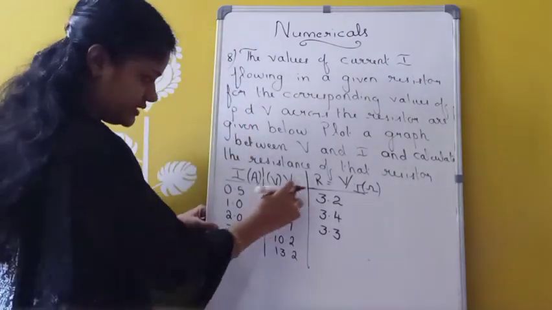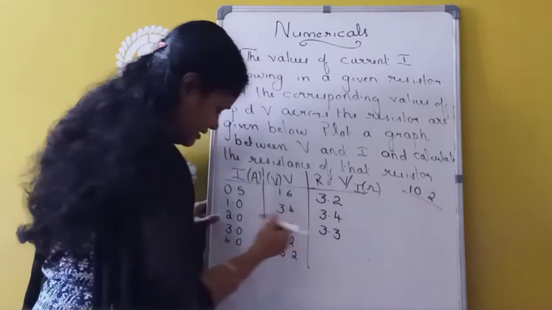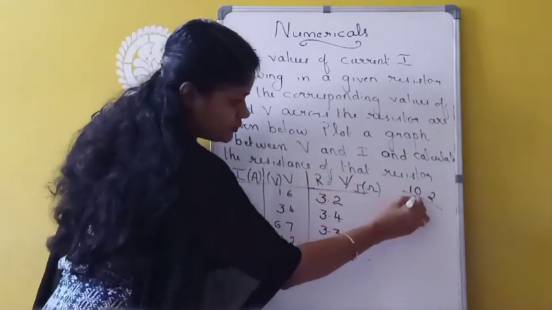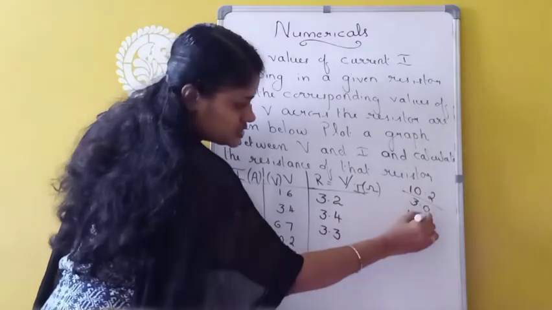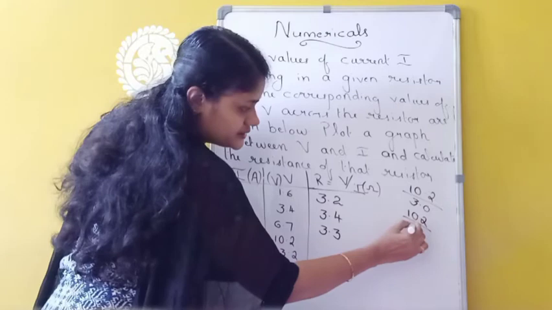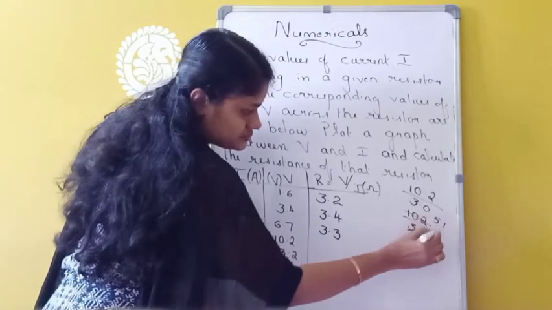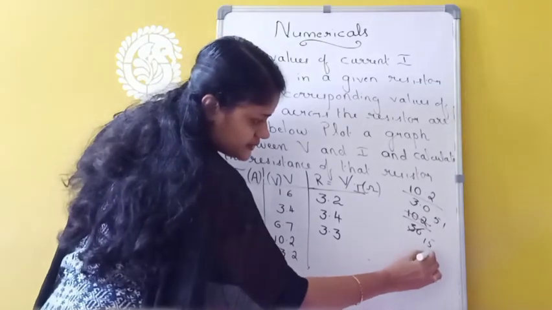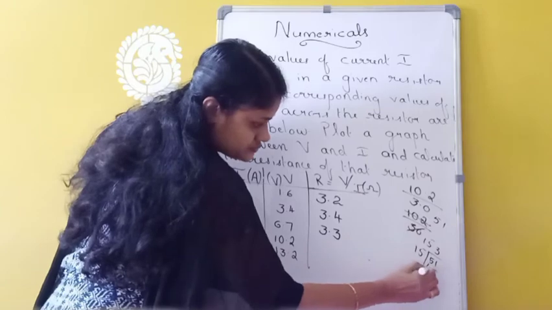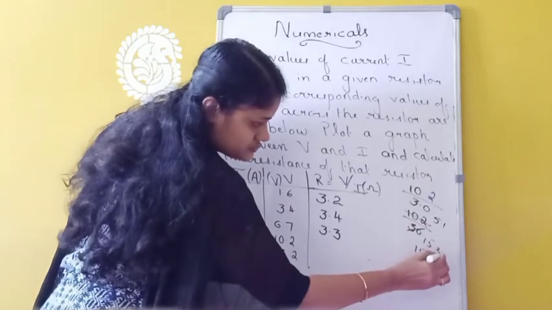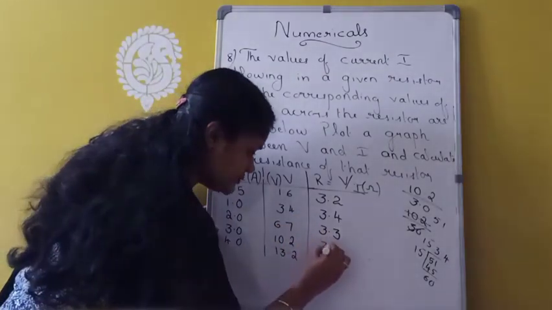Now fourth one again. What is potential difference? 10.2. Divided by what is the current? 3.0. So I am removing the decimal. So multiply and divide by 10. So 102 divided by 30, that is 51 by 15. So 3.4. So 3.4 here.